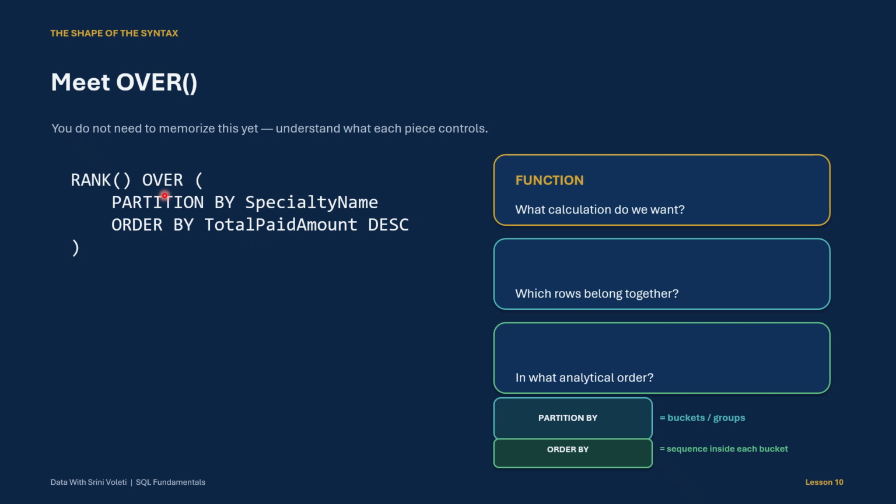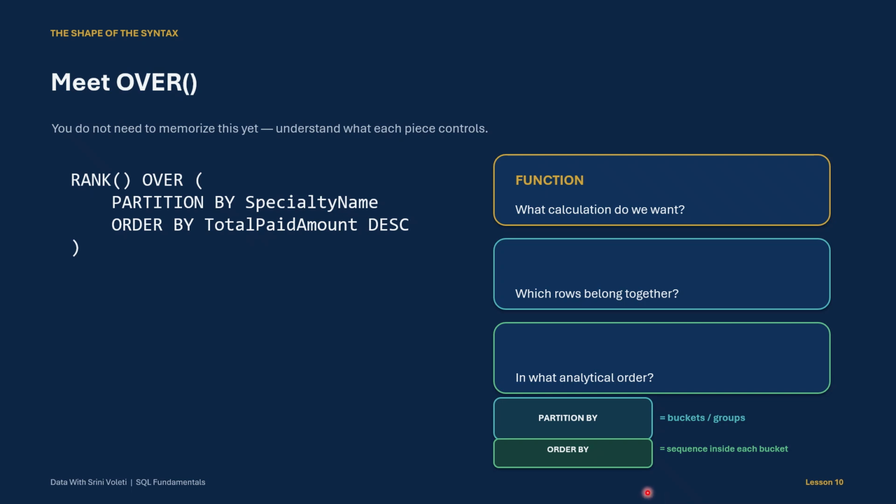PARTITION BY can divide the result into logical groups. In healthcare analytics, that might mean ranking providers separately within each specialty rather than ranking every provider against every other provider. ORDER BY inside OVER defines the analytical order. If we order by total paid amount descending, the highest paid amount is considered first for the ranking. There are additional details and important nuances, including how ORDER BY behaves inside OVER and how window frames work. Those are exactly the topics we explore step by step in the dedicated Window Functions 0 to Hero series.